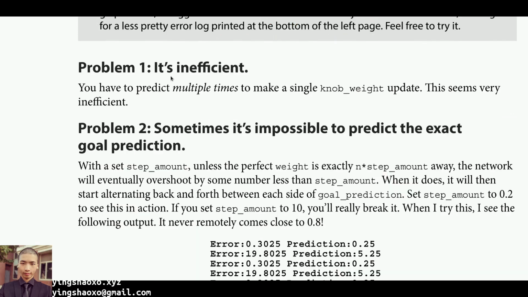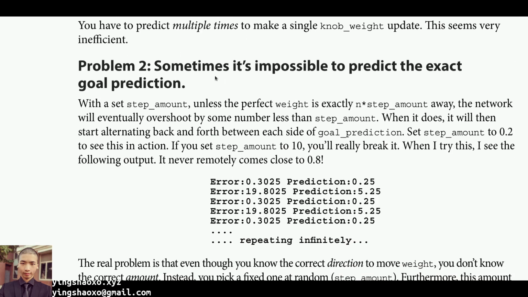Problem 1 is that it's inefficient. You have to predict multiple times to make a single weight update. This seems very inefficient. Problem 2: sometimes it's impossible to predict the exact goal prediction with a set step amount unless the perfect weight is exactly n times the step amount away. The network will eventually overshoot by some number less than the step amount.